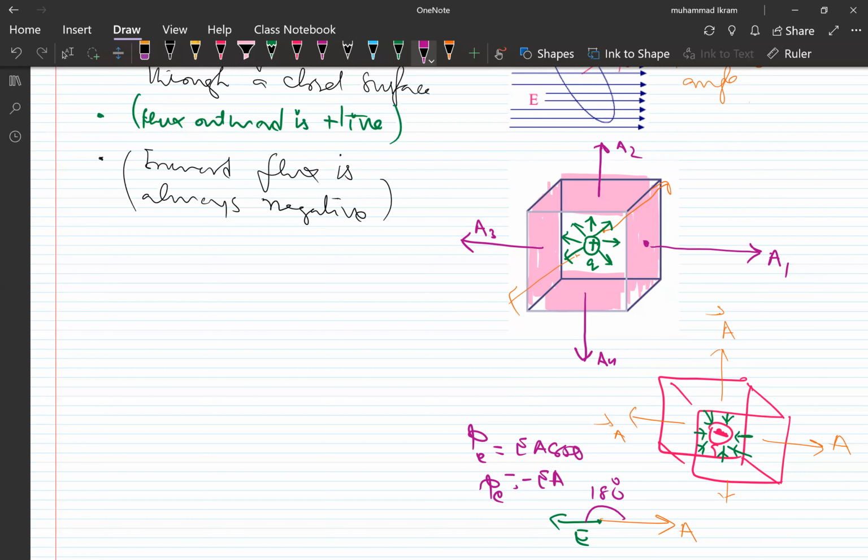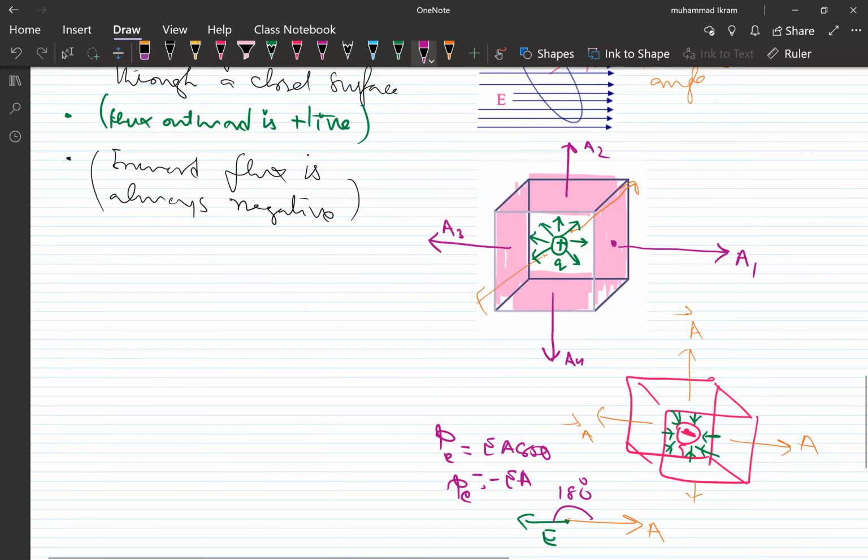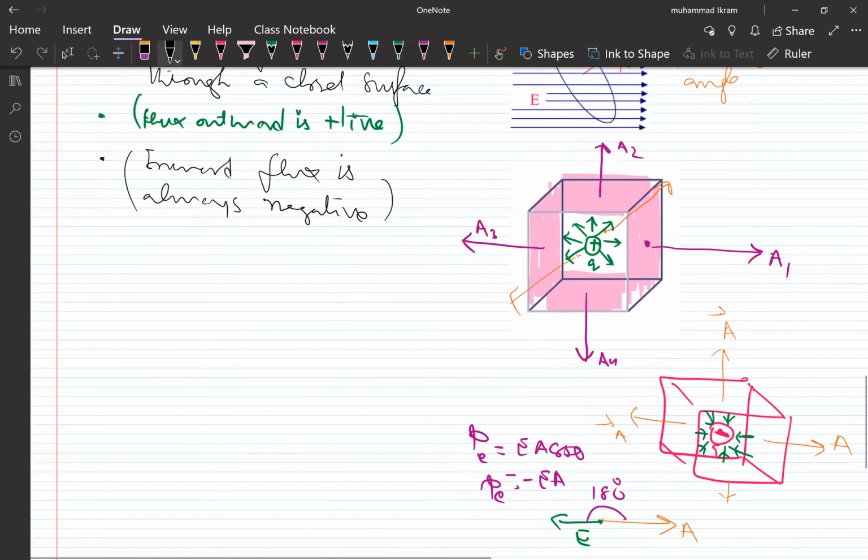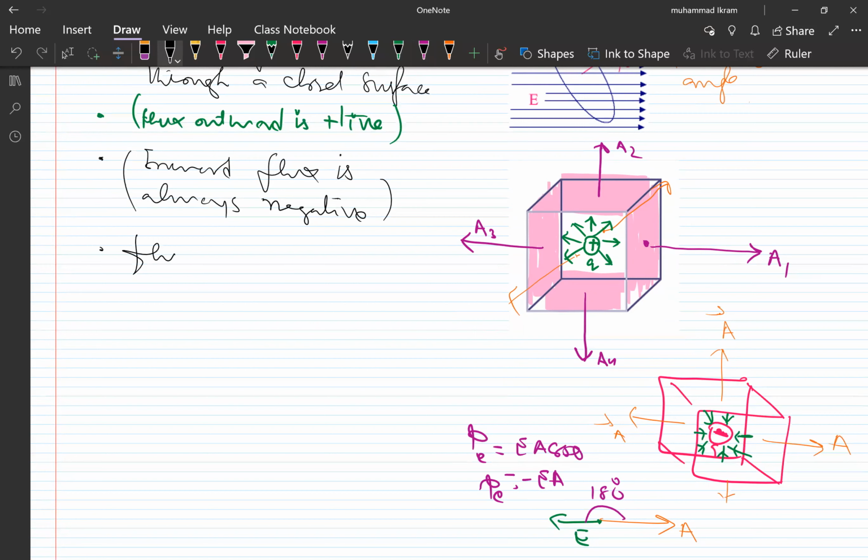So flux that is flowing inward is taken as negative when a closed surface bounds a charge. Now look at the flux through a closed surface when the charge distribution is outside. Let us see this as a special case.